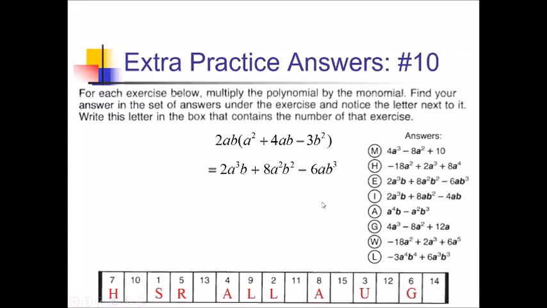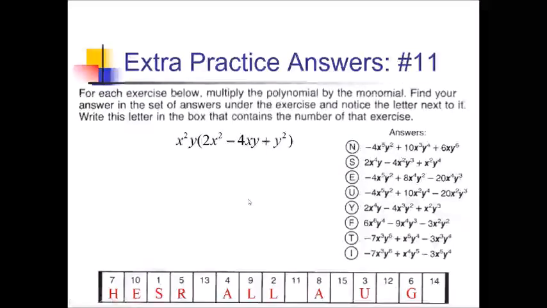Looking for those in the answer choices, let's see, I looks pretty close, but there's some differences. How about E? Let's see here. I think that's got everything. Yep, 2a cubed b, 8a squared b squared, 6ab cubed. We got it all in choice E, so that's going to be 10 with an E.